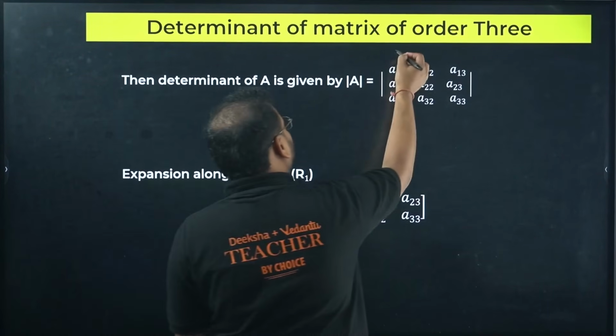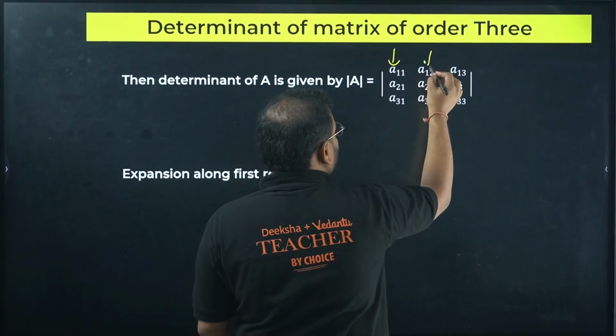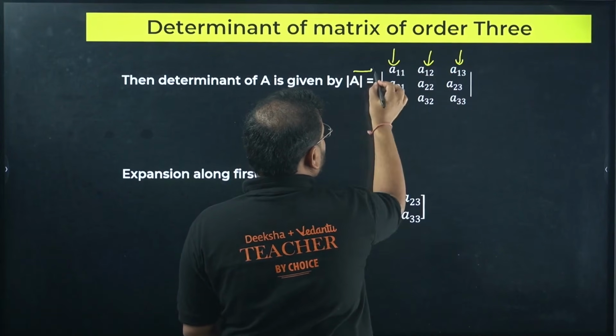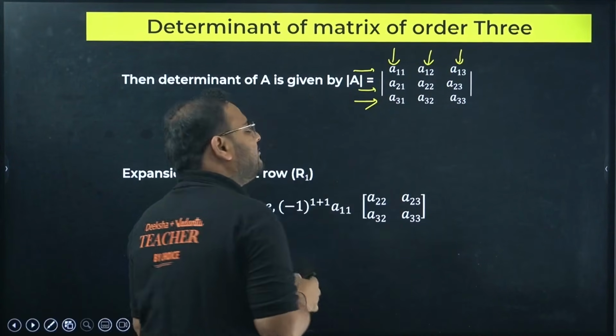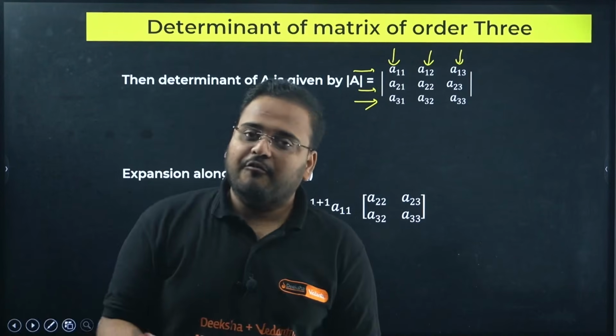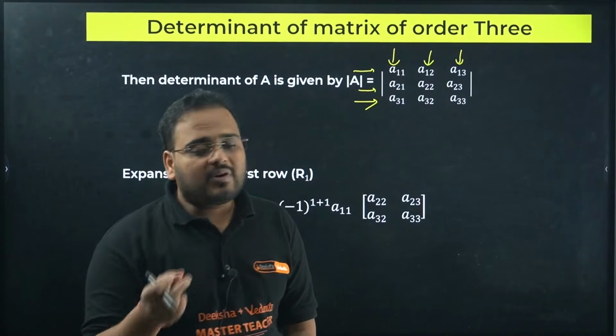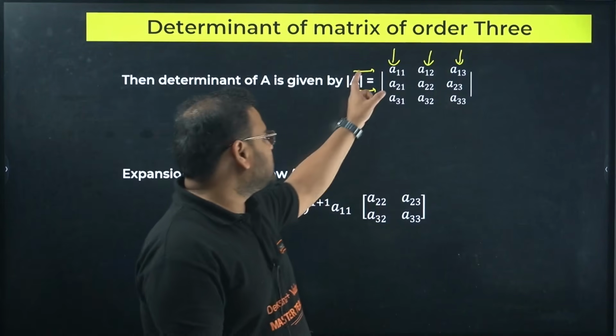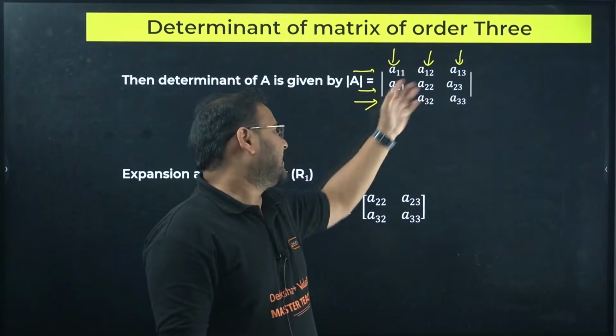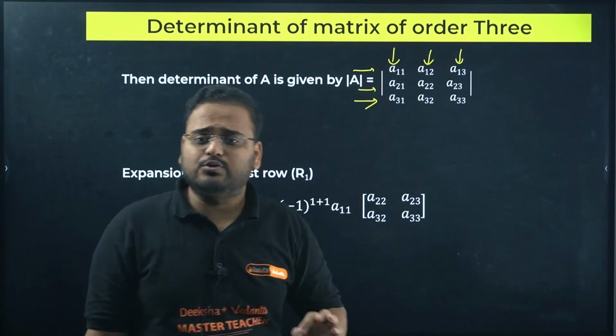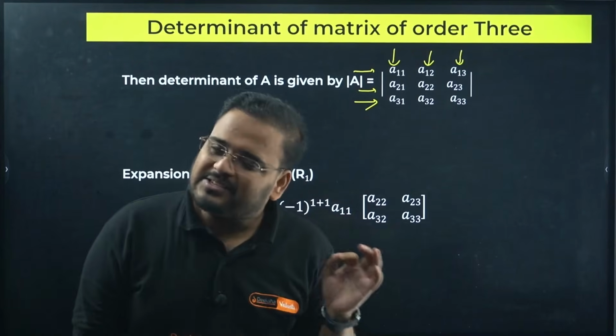We can use any of the rows or any of the columns, any of the 3 rows or 3 columns. The value of the determinant that you obtain from any of these 6 options will remain the same. Whether I use the first row or third column, second row or first column, any one I use out of the given 6, my answer will not change.